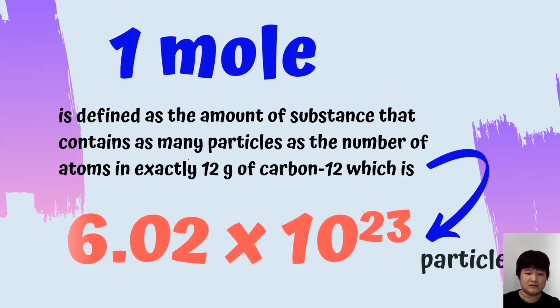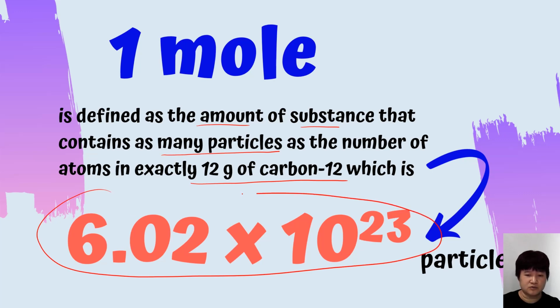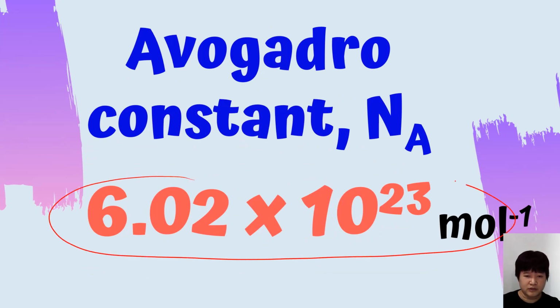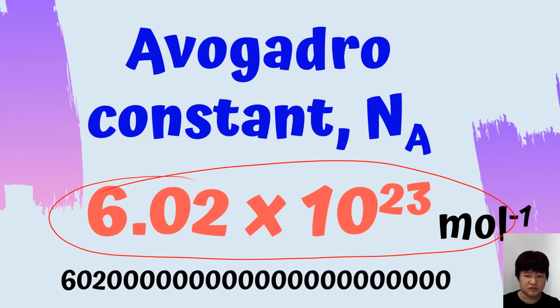So, what is actually 1 mole? 1 mole is defined as the amount of substance that contains as many particles as the number of atoms in exactly 12 grams of carbon-12, which is 6.02 times 10 to the power of 23 particles. And the 6.02 times 10 to the power of 23 will be called the Avogadro constant. 6.02 times 10 to the power of 23 is this much.